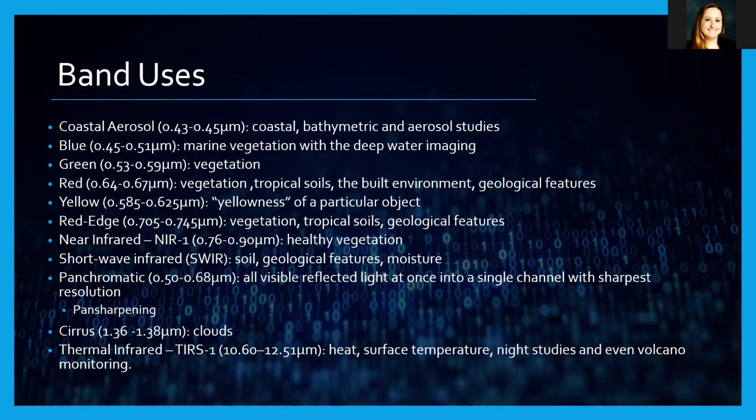The green band is best for monitoring vegetation because of chlorophyll. The red band is useful for monitoring tropical soils, the built environment, and geological features. It's especially important for vegetation because of the amount of red and blue light each plant absorbs. The yellow band is not really that helpful. It just collects the quote-unquote yellowness of the objects. The red edge, near-infrared, and short-wave infrared bands are primarily used for analyzing vegetation and moisture.